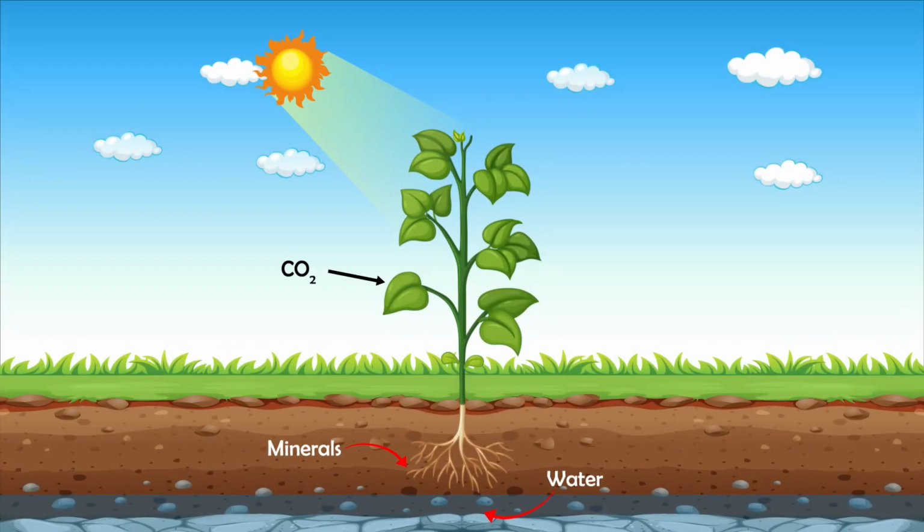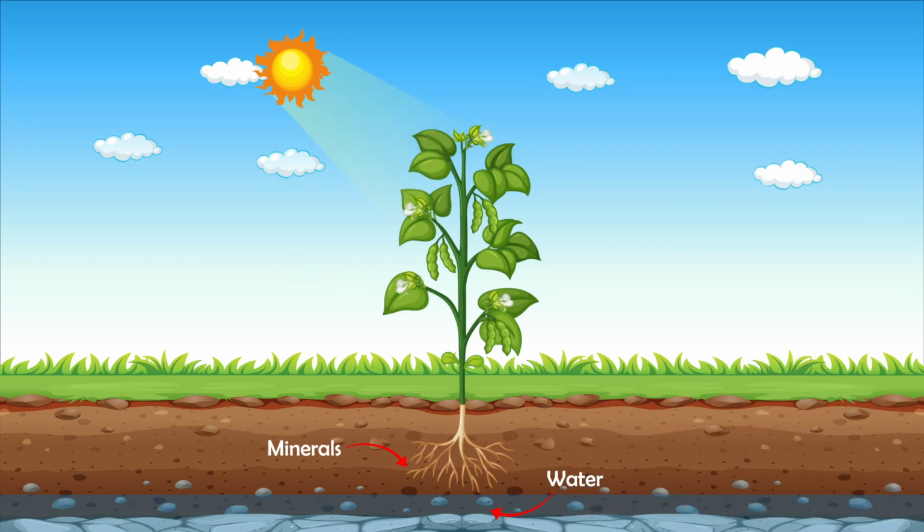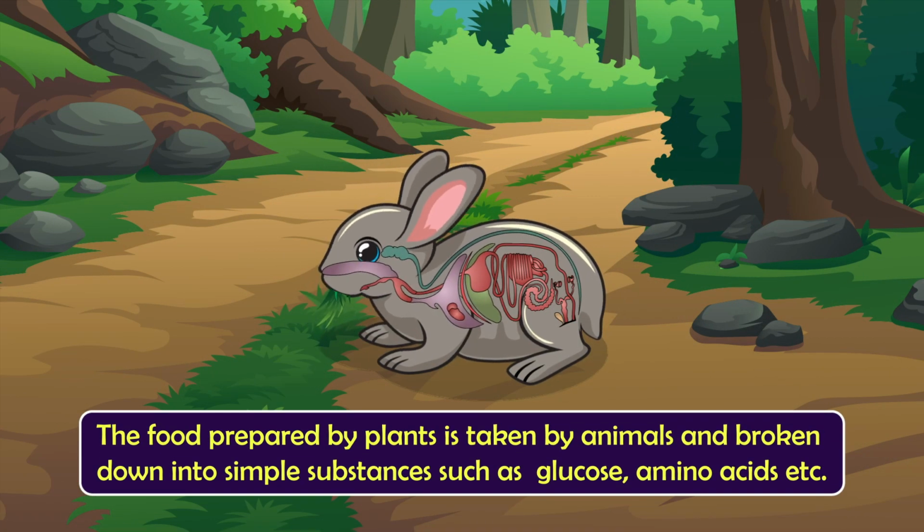This energy is trapped by the plants, which are the producers of the earth, and stored as chemical energy, and this process is known as photosynthesis. Glucose and oxygen are the main product and byproduct of photosynthesis respectively. The food prepared by plants is taken by animals and broken down into simple substances such as glucose, amino acids, etc.